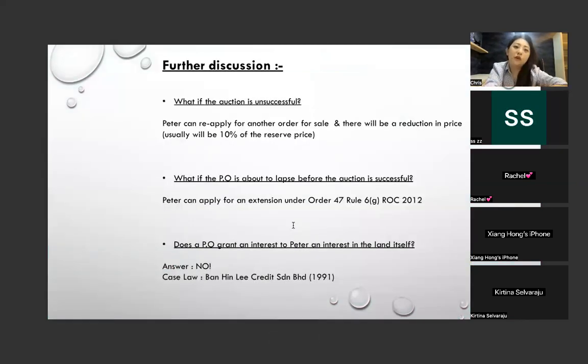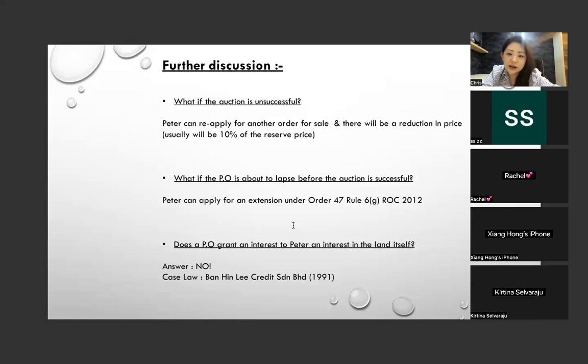Okay, so you might question actually, what if the auction is not successful? Peter can actually reapply for another order for sale, but there will be a reduction in price itself. Usually in practice, they will reduce 10% from the reserve price. So what if the PO lapses before the auction is successful?